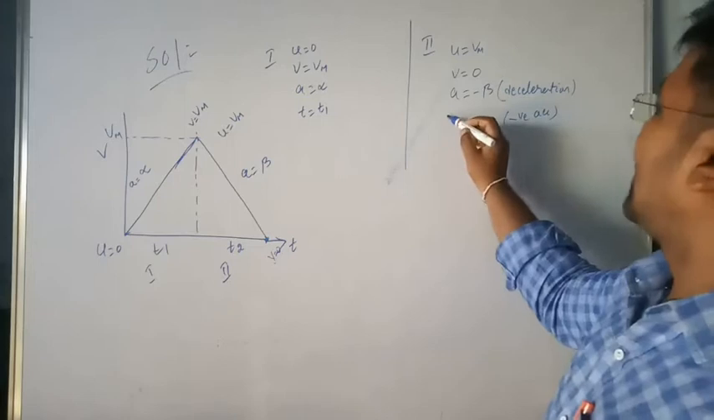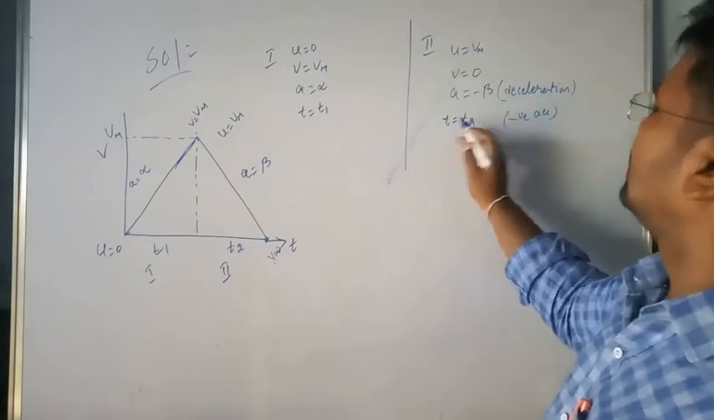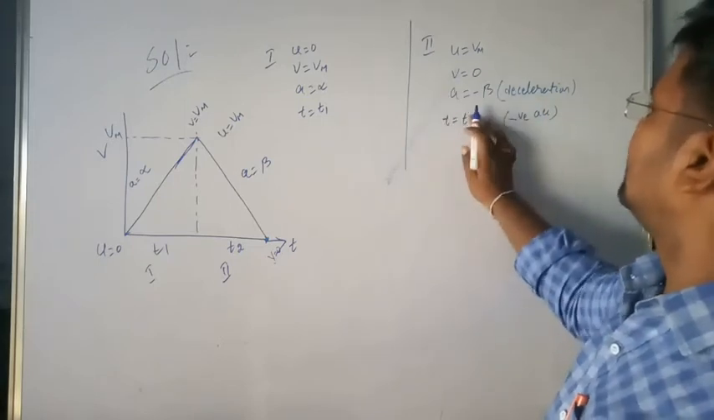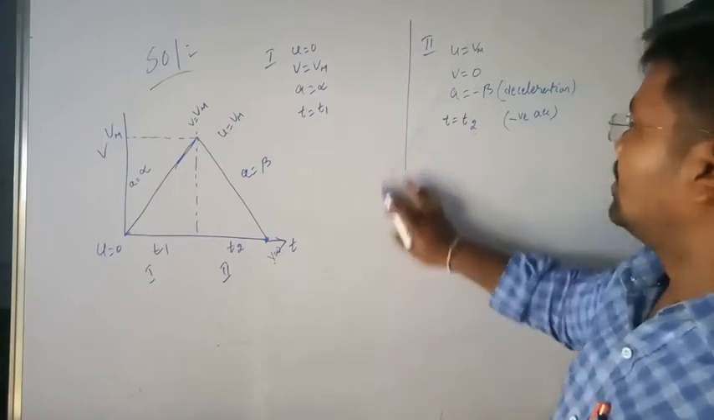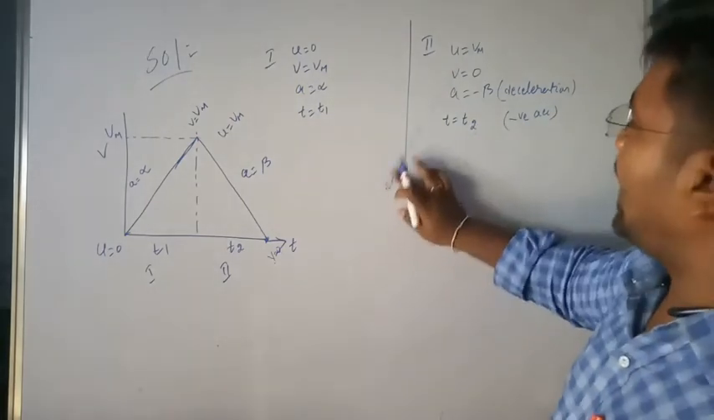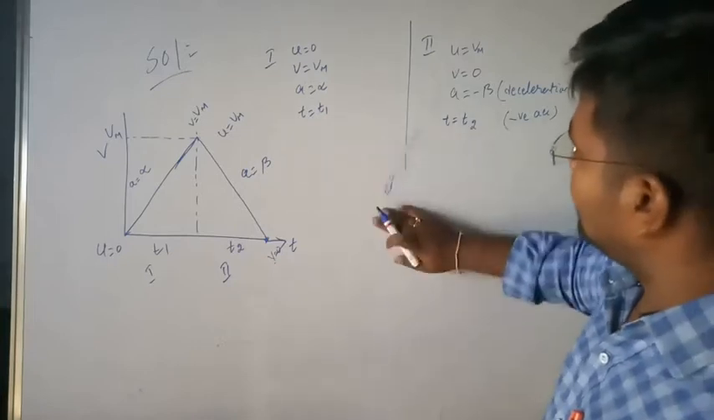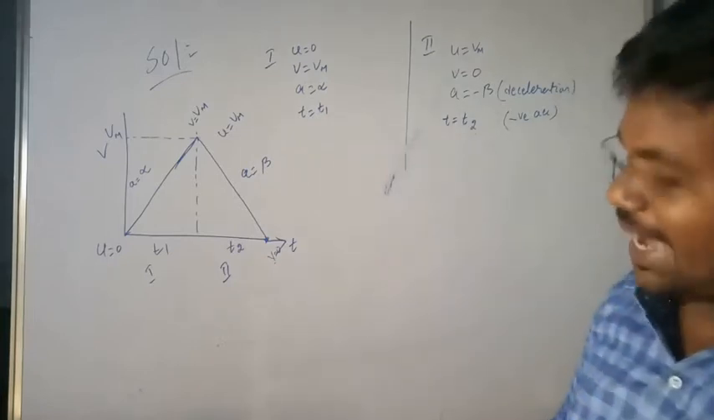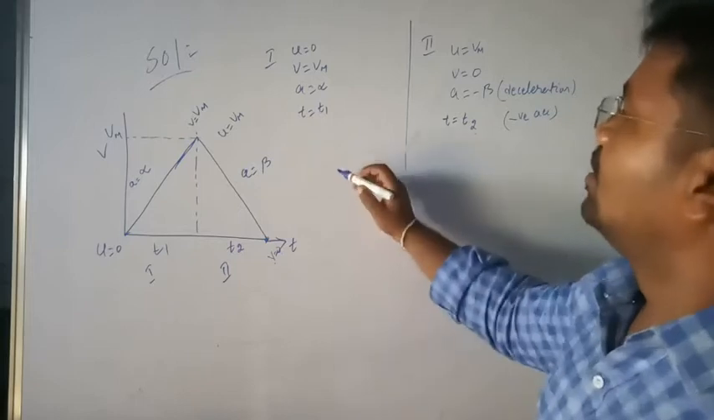So understand, time t is equal to t2. So in this case, we have to find what is the maximum speed?